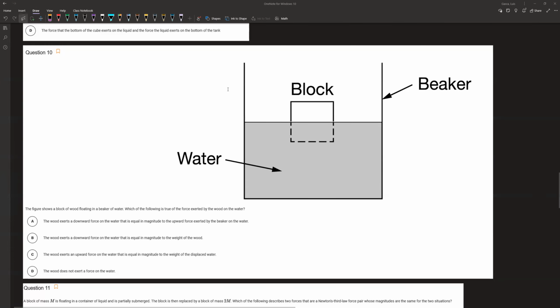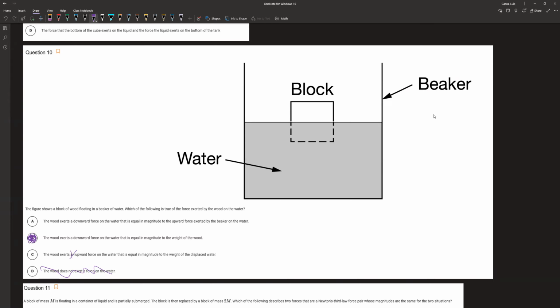So most of us are thinking B. Let's see here. The wood exerts a downward force on the water that is equal in magnitude to the weight of the wood. Yes, that is true. The wood exerts an upward force on the water. And that is not true. Because I am placing the block onto the water, it's going to push down with its weight. Its weight is directed downward, and so it's going to push down on the water, not up. The wood does not exert a force on the water. That's magic right there. That is not true.